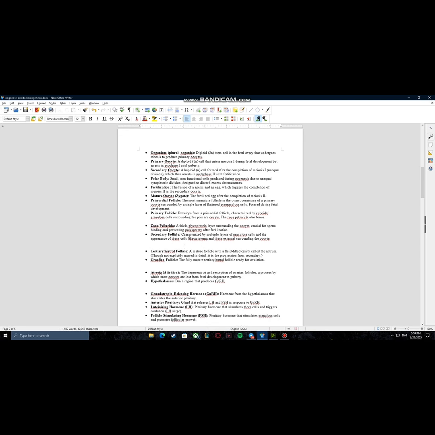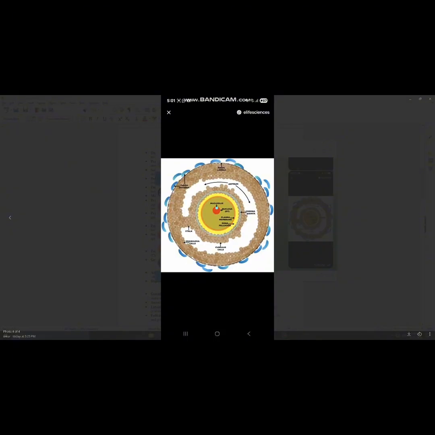A secondary follicle is characterized by multiple layers of granulosa cells and the appearance of theca cells, a theca interna and theca externa surrounding the oocyte. I will explain what I mean with this image. As you can see, this is a later stage of a follicle. Disregard the antrum, but I will explain it in just a second.